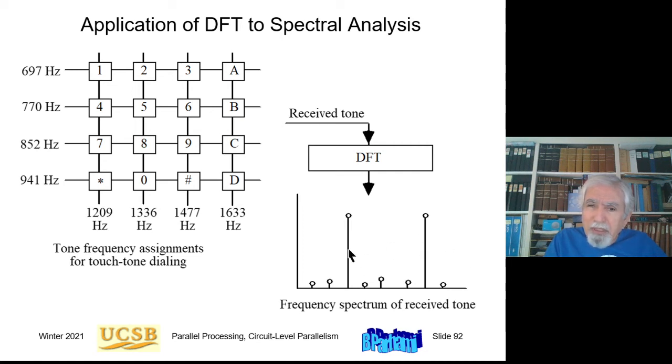Okay, so this frequency and this frequency appear in that input. Of course, there will be noise in general. The noise does not affect this deduction when we find the two frequencies. And once you know the two frequencies, you know which button was pressed.